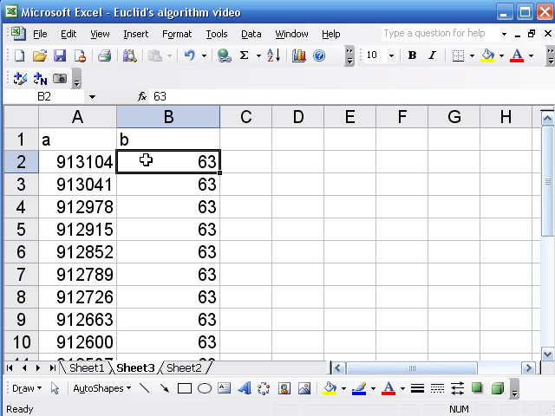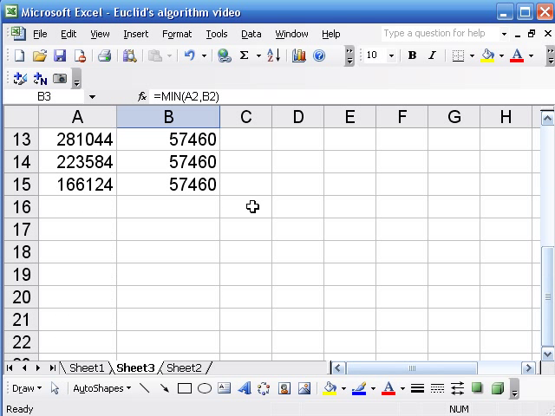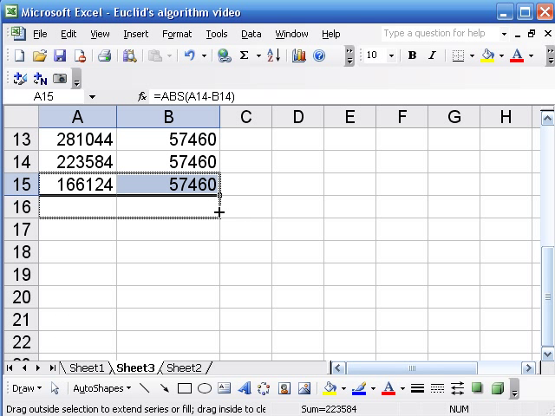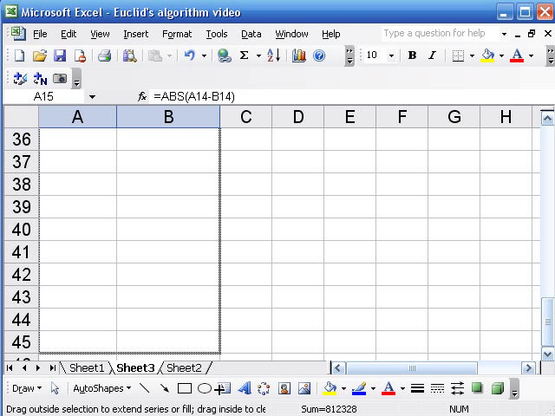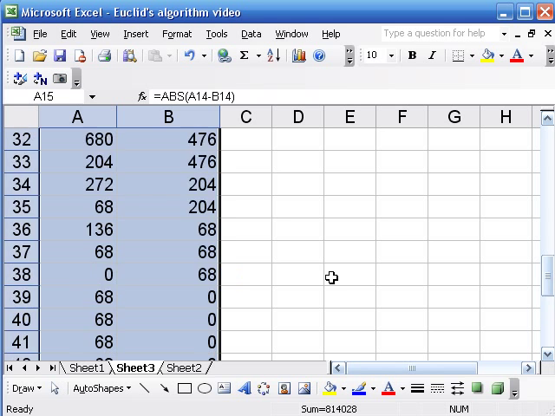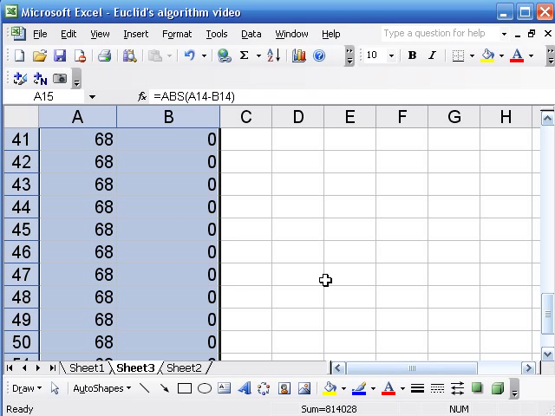Try some big numbers. 913,104 and 57,460. So this takes longer. And we can see the greatest common factor is 68.